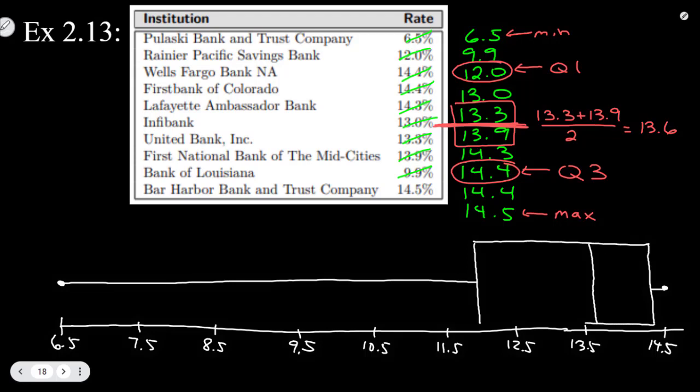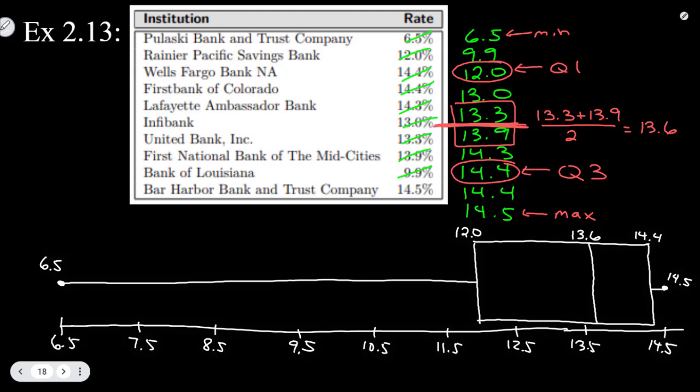Now, when I'm doing these by hand, what I will also typically do is label these just in case it's not perfectly clear what these values are. So 6.5, this one was 12.0, this one was 13.6, this one was 14.4, and 14.5. On a test or something, you might want to do that. On the homework on the computer, you won't need to do that. You should be able to just match it in where it should be. So that is an example of a box and whisker plot for this particular data set.